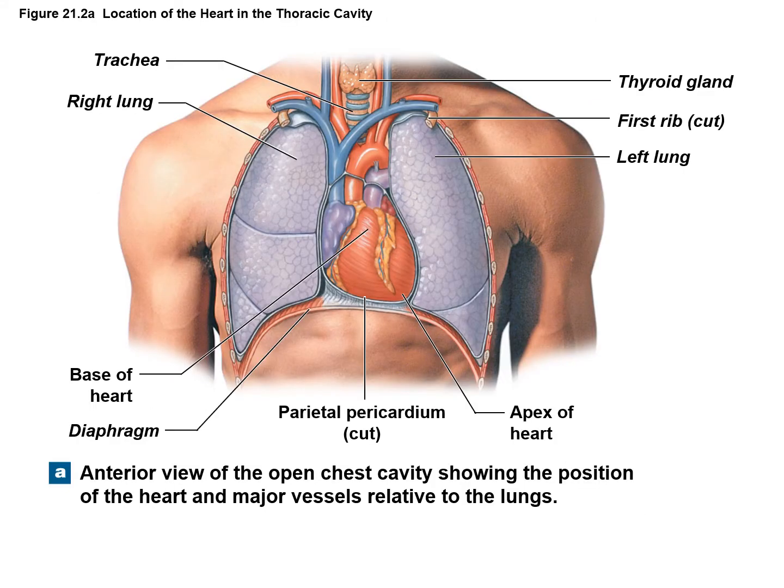Here we can see the heart as it's centered in the chest. It's going to be roughly center, slightly sitting off to the left, with the apex or point of the heart pointing towards the top of the left hip. The base of the heart is going to be the widest portion of the heart. Notice all the blood vessels actually come off the top of the heart.